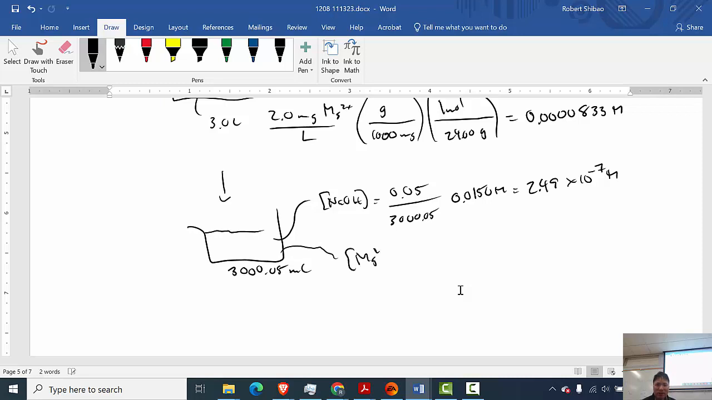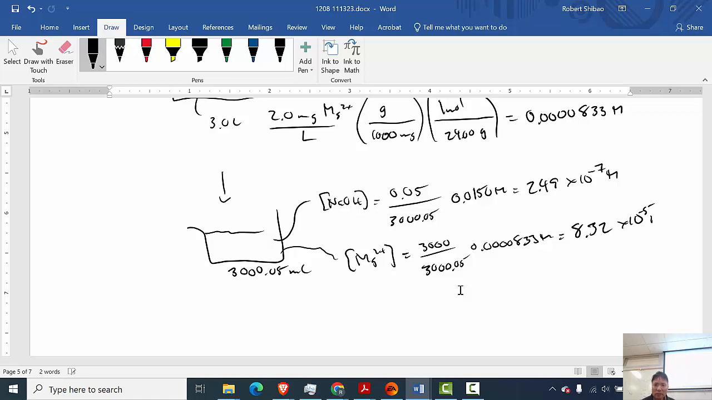Then let's figure out the new magnesium concentration, which is a 3,000 to 3,000.05 dilution of 0.0000833 molar. So 3,000 divided by 3,000.05 times 0.0000833 gives 8.32 times 10 to the minus 5 molar.